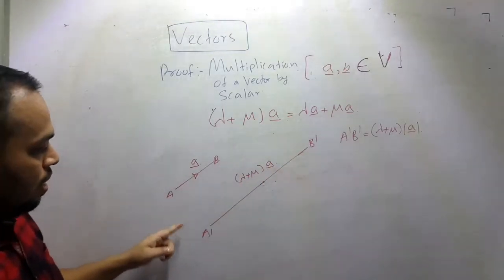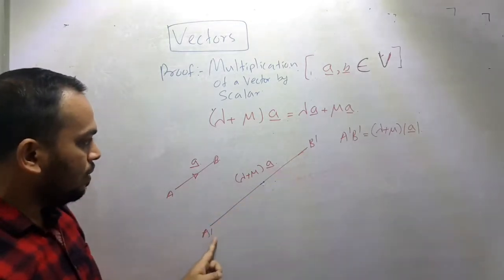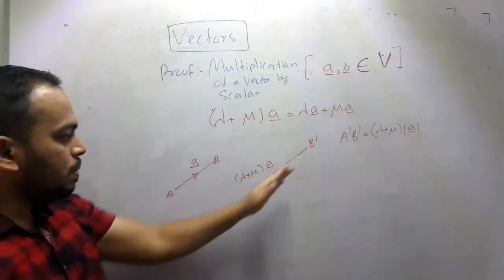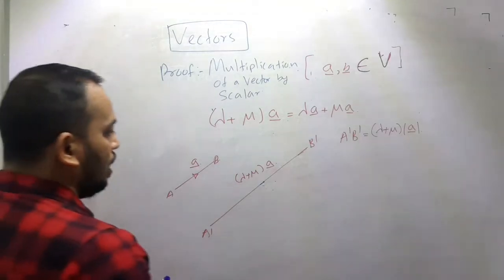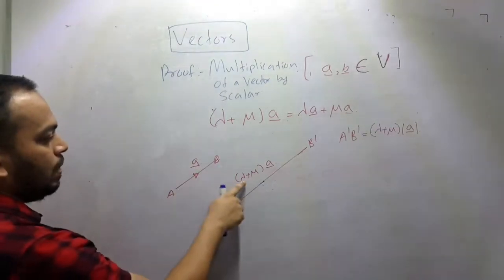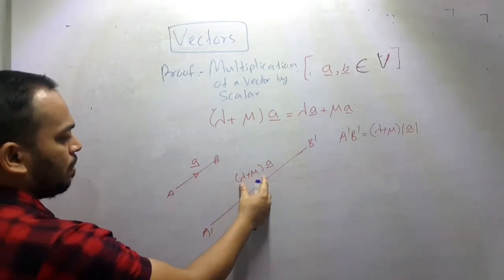So here I have sketched A dash B dash. So this A dash B dash line segment is obtained by multiplying this vector a with a scalar lambda plus mu. Lambda plus mu is a scalar.